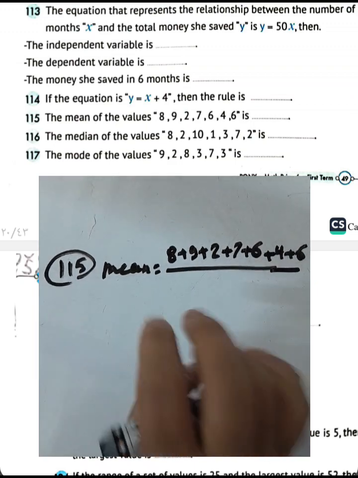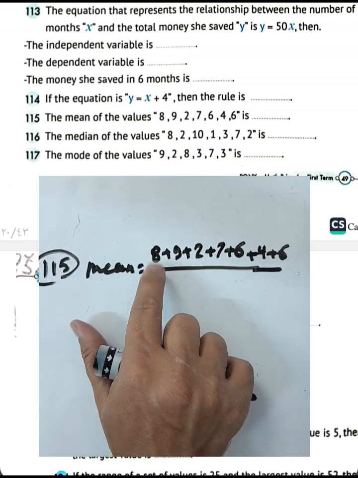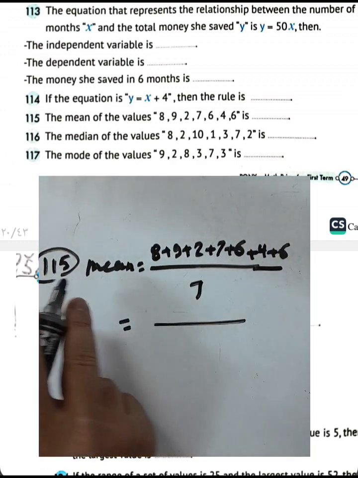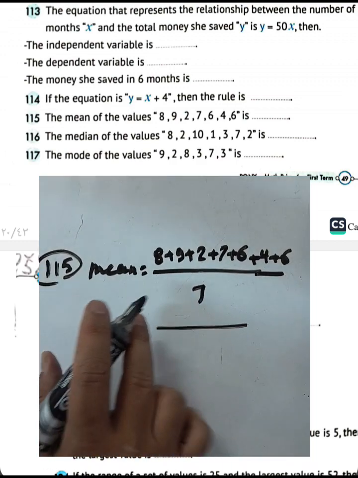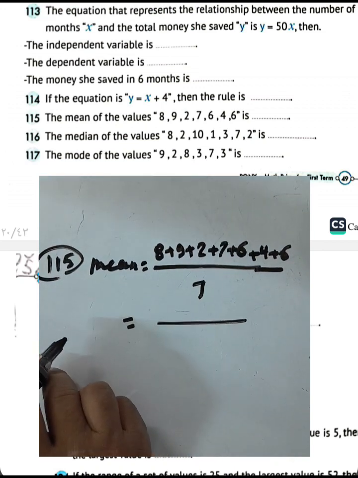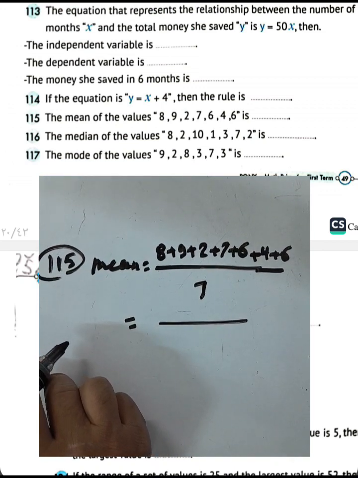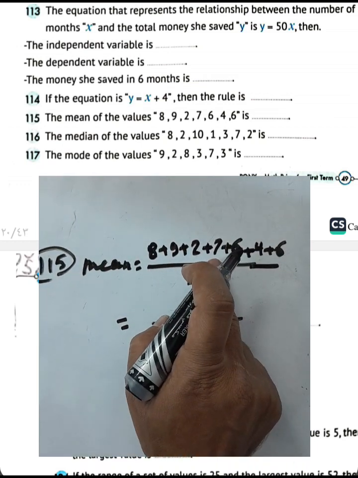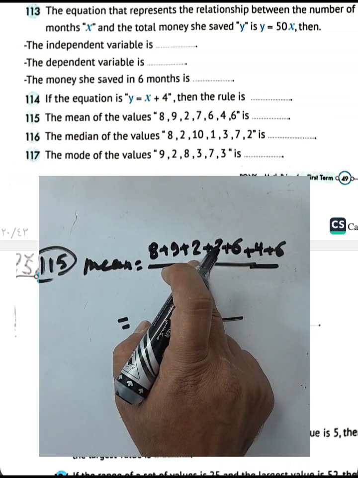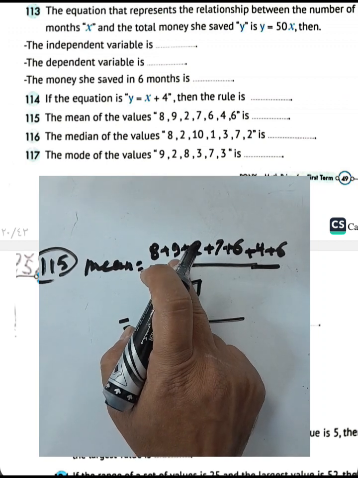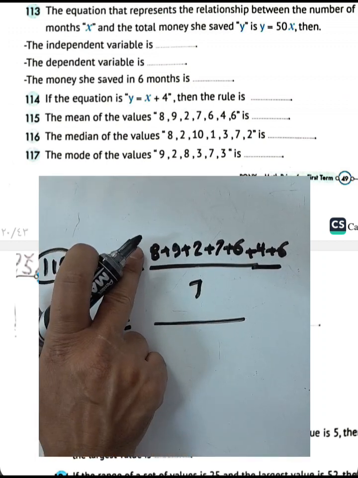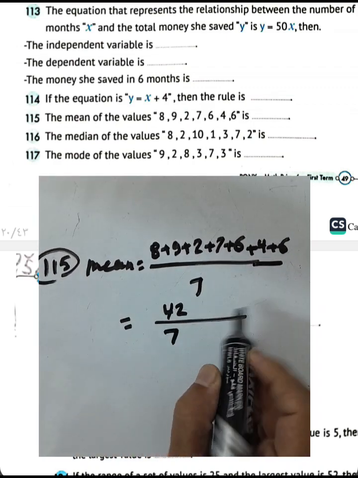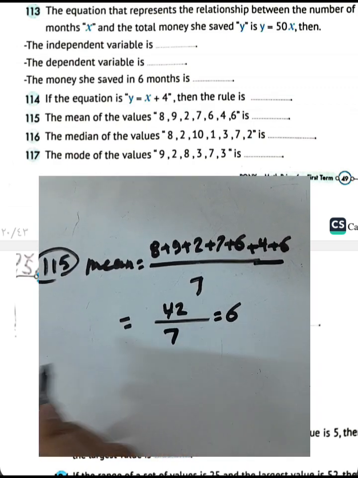Divided by the number of values. How many values are here? 1, 2, 3, 4, 5, 6, 7. Again, the mean equals the sum of all values divided by the number of values. We have 8, 9, 2, 7, 6, 4, 6. 6 plus 4 equals 10. 10 plus 6 equals 16. 16 plus 7 equals 23. 23 plus 2 equals 25. 25 plus 9 equals 34. 34 plus 8 equals 42. 42 divided by 7 equals 6. Then the result here will be 6 for this example.